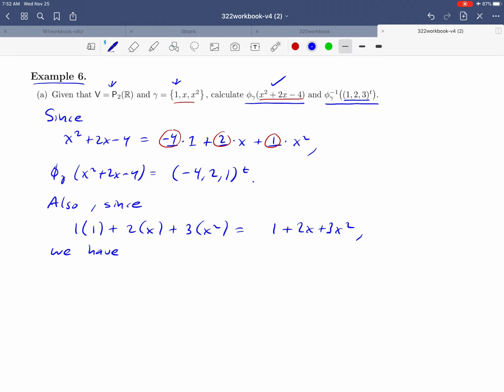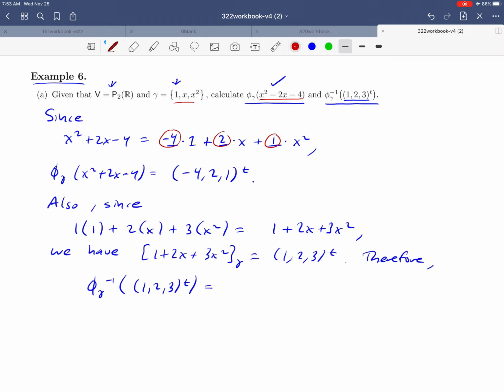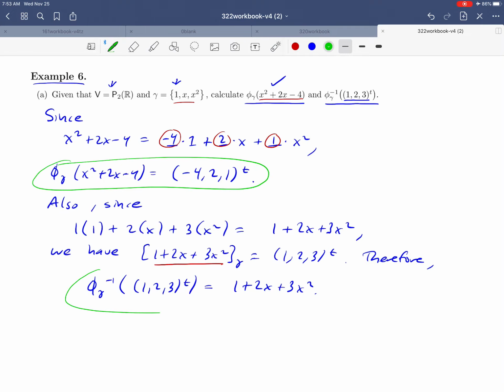Note that the calculation that we just did illustrates the fact that the coordinate vector of 1 plus 2x plus 3x squared relative to our basis is the tuple (1, 2, 3). And therefore, phi gamma inverse is going to take that coordinate vector (1, 2, 3) and map it back to the polynomial that the coordinate vector builds. So 1 plus 2x plus 3x squared should be our answer here. Okay, we did two calculations, so let's emphasize those. One of them looked like this, and the other one looked like this.